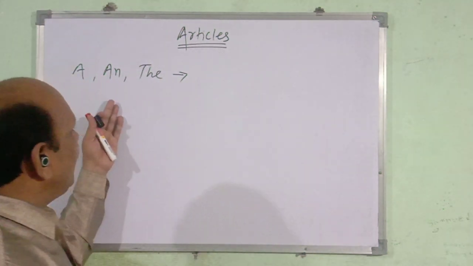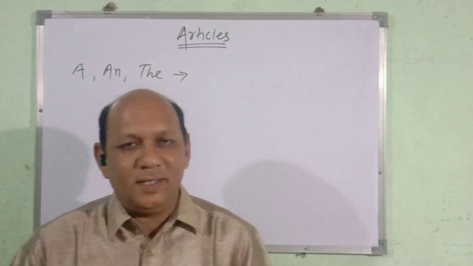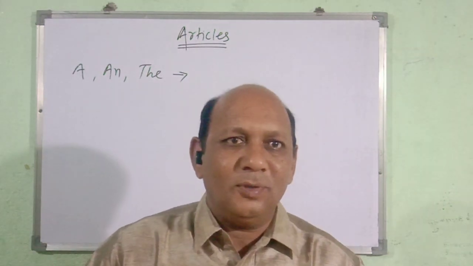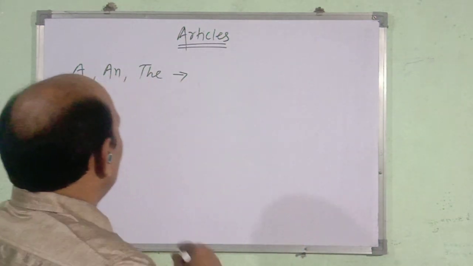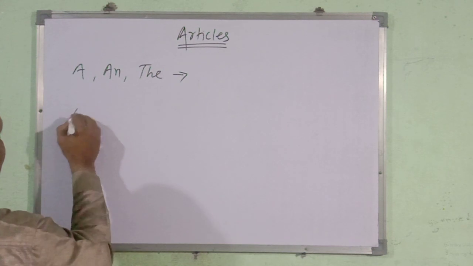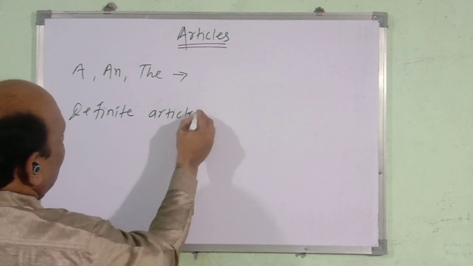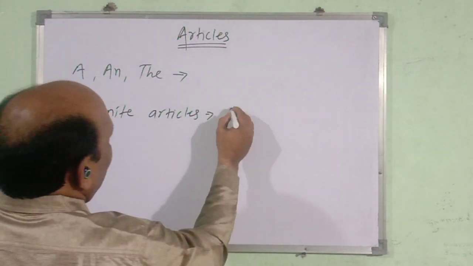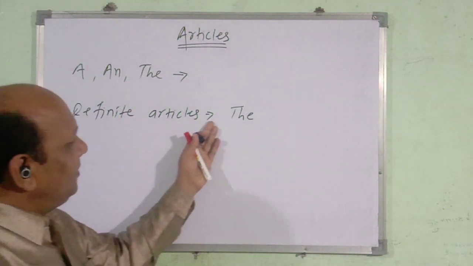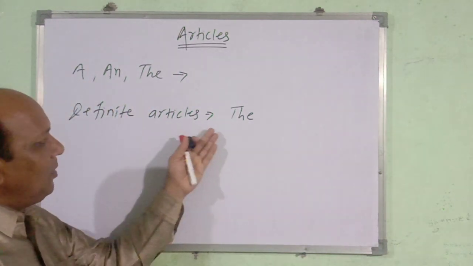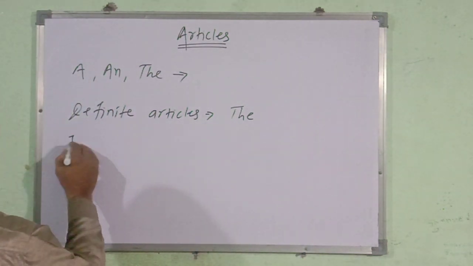Okay. So the article is further divided into two parts. The first one is the definite article and the second one is the indefinite article. So what is the definite article and what is the indefinite article? We will see. When we are talking about the definite article, there is only one, and this one is "the". When we are talking about the definite article, we have to use only "the" article.